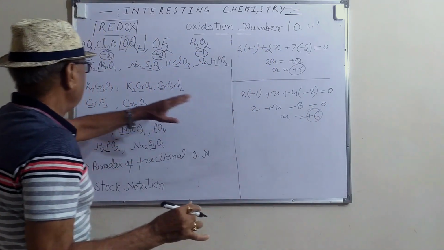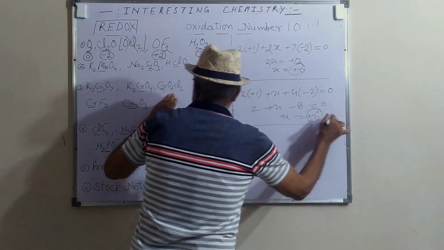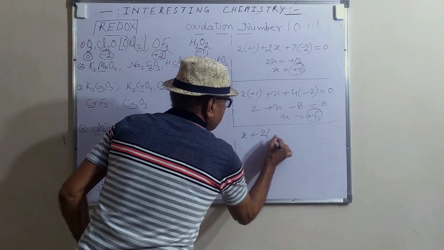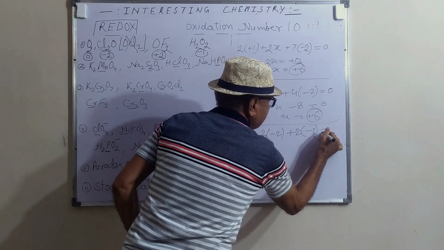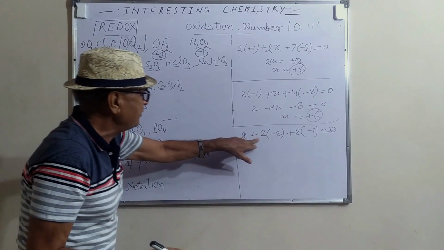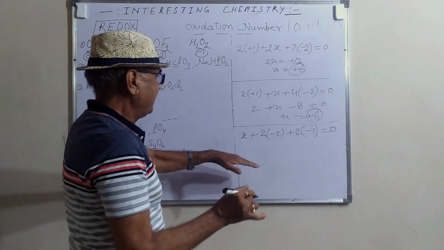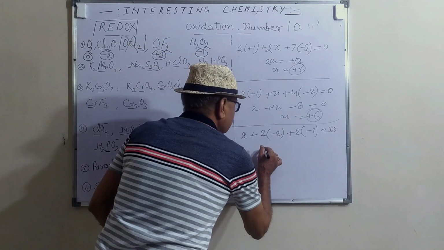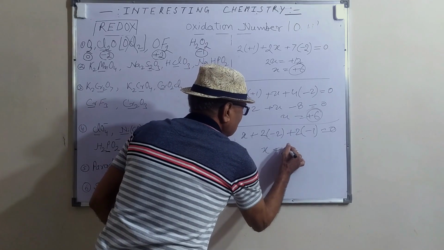Now CrO2Cl2. Here you can write it in this way: X plus 2 into minus 2 plus 2 into minus 1 is equal to 0. This is the equation. Cr is equal to X, O2 is 2 into minus 2, and chlorine is 2 into minus 1. So here minus 4 and minus 2, all minus 6. X is equal to plus 6.